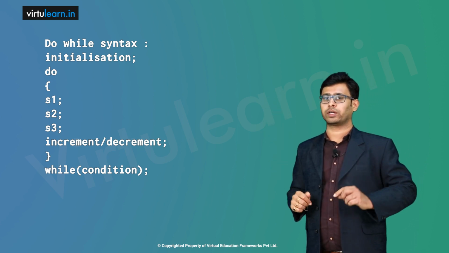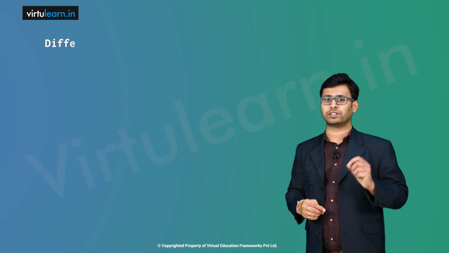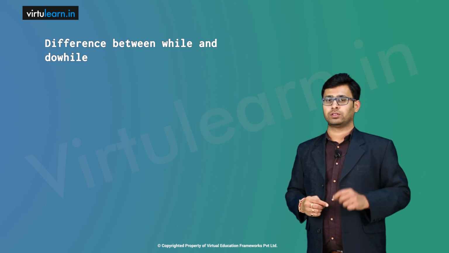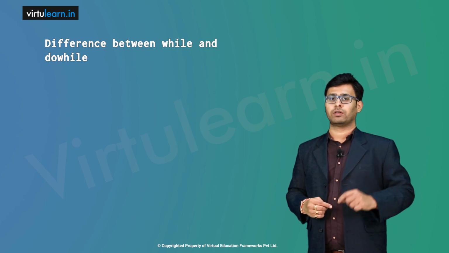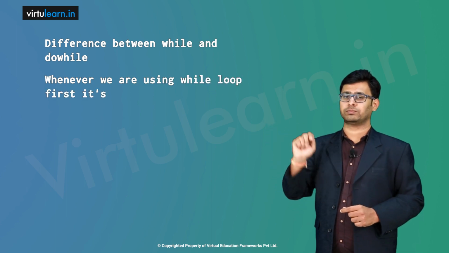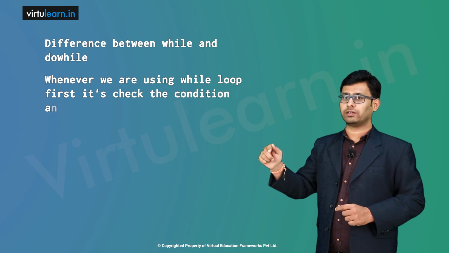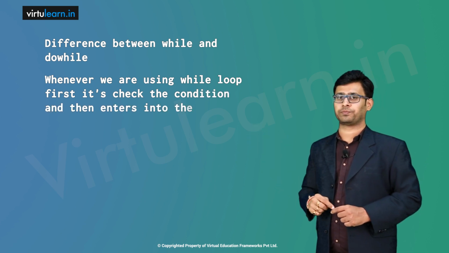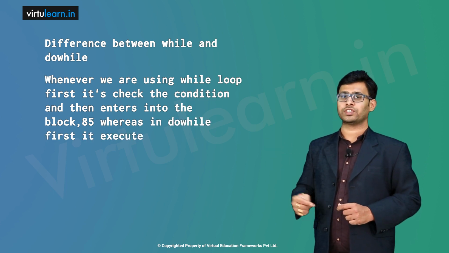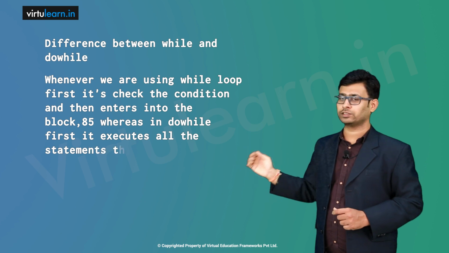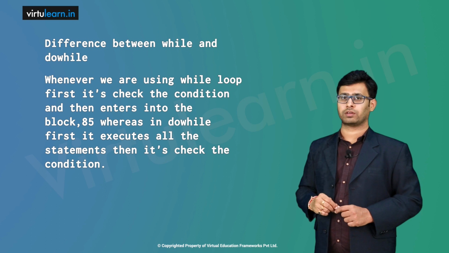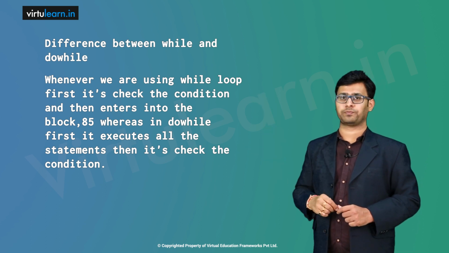There is one very important interview question. What is the difference between while and do while? So the answer is, whenever we are using a while loop, it first checks the condition and then enters into the block. Whereas in do while, first it executes all the statements, then it checks the condition. This is how do while works.